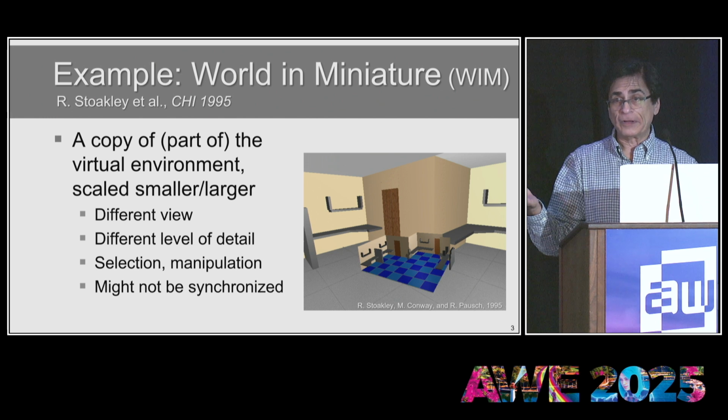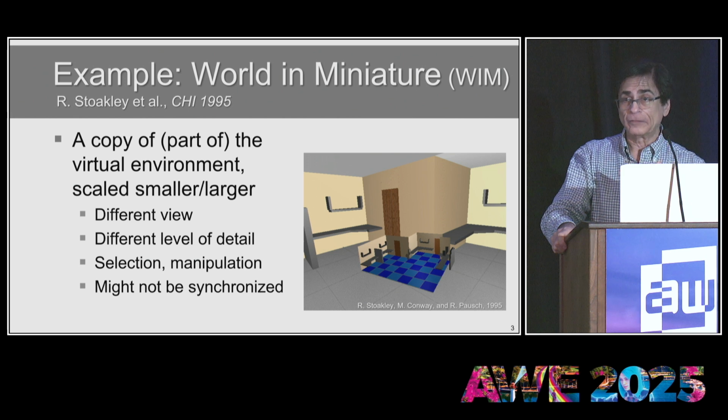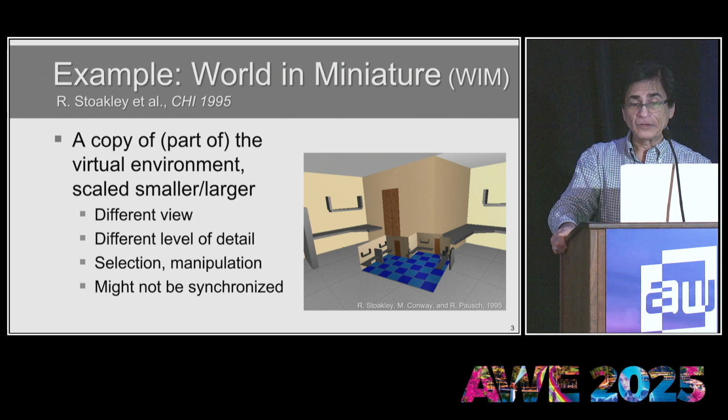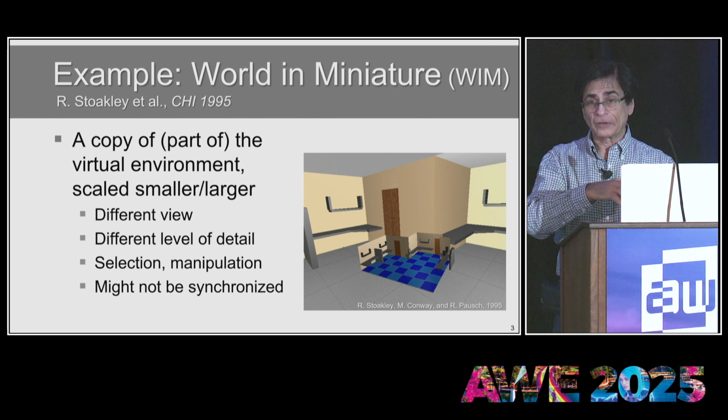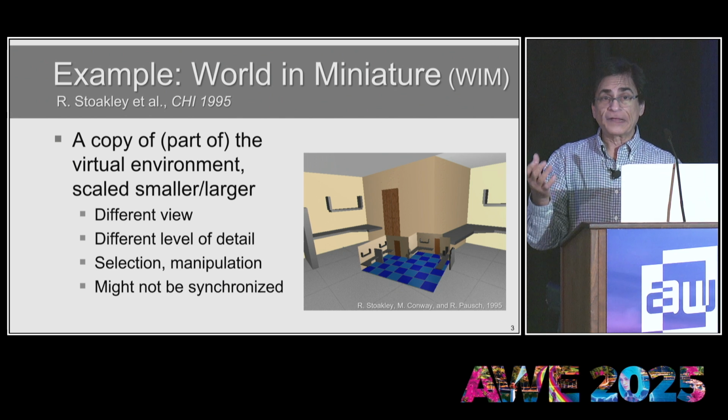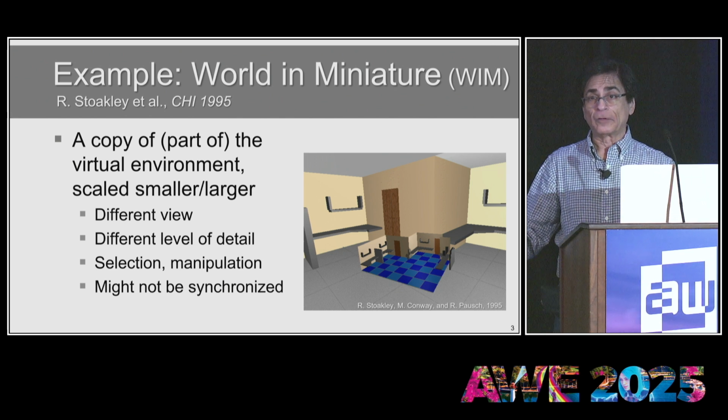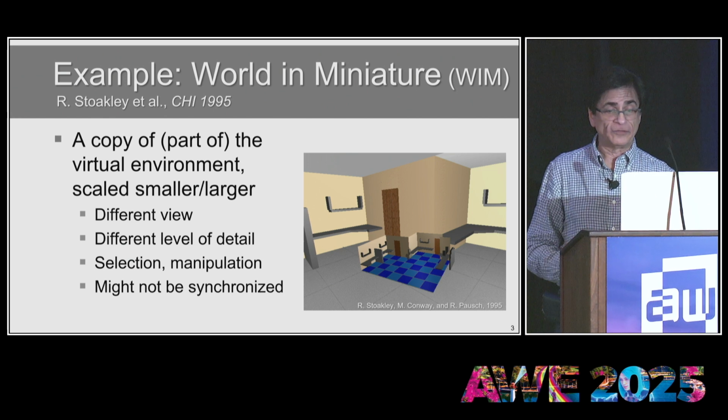Because now it is scaled down, you can see things that you can't see in the current position and orientation you are in in the full-scale world. You can see them in that world in miniature. And as well, because it's a separate copy, it might not be synchronized. So you might be able to do something in the world in miniature that you don't get to see yet in the full-scale world until you say, okay, I want to commit to doing that.